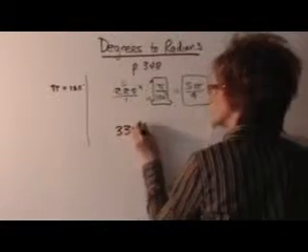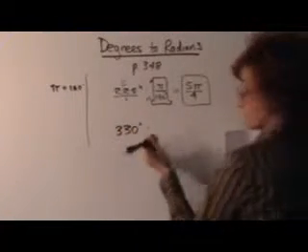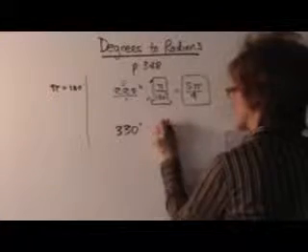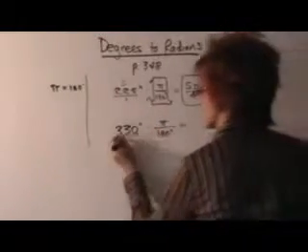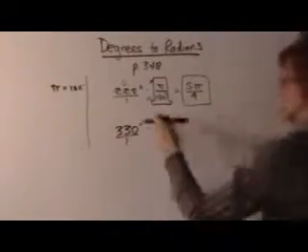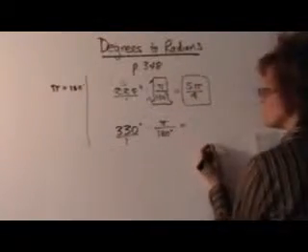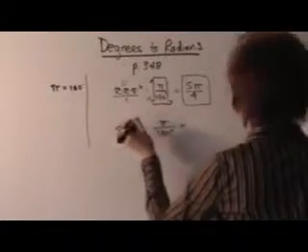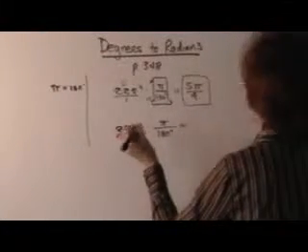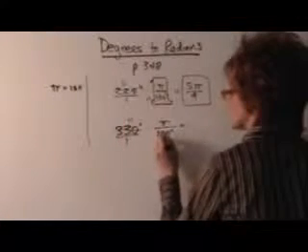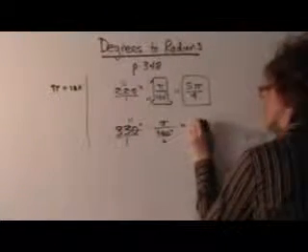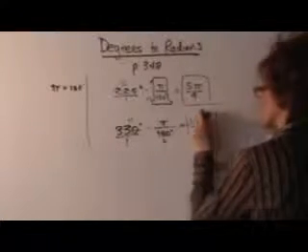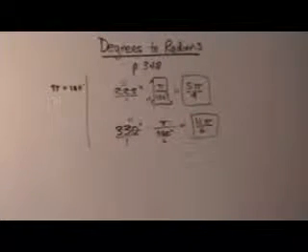330 degrees. We're going to multiply by a funny form of the number 1. We want to cancel the degrees, so we're going to let degrees be on the bottom. I cross-reduce across the multiplication, and this ends up being 11, this ends up being 6, and I have 11 pi over 6 radians. All right, there you go.